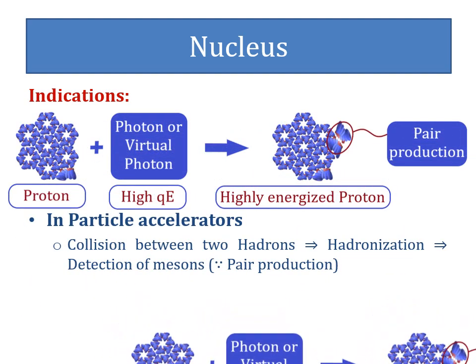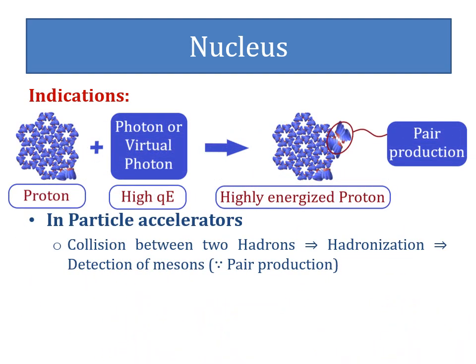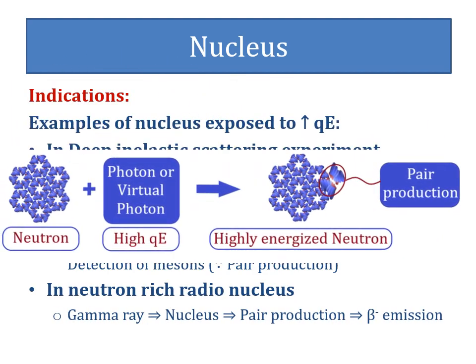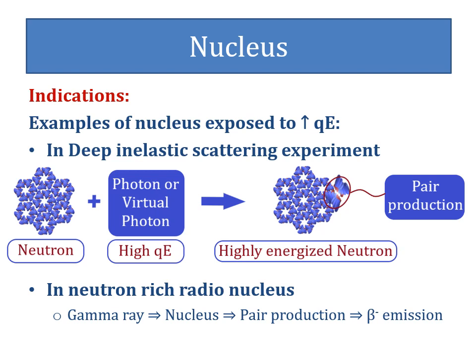In a particle accelerator, the process of hadronization suggests absorption of quanta of energy during the high energy collision between two hadrons, which suggests the dissociation of electromagnetically neutral mass of the nucleon into pairs of electron and positron. By exposure of high energy gamma ray to a neutron rich nucleus, electron and positron pair production is observed along with beta minus emission.